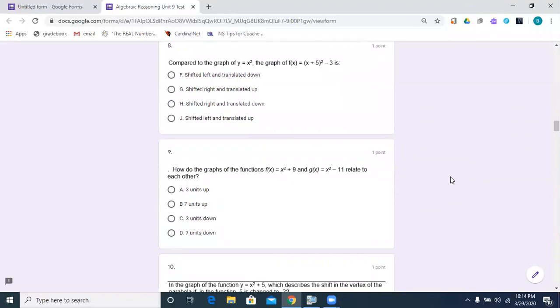Number 8. Compared to the graph of y equals x squared, the graph of f of x equals (x plus 5) squared minus 3 is F, shifted left and translated down, G, shifted right and translated up, H, shifted right and translated down, J, shifted left and translated up.